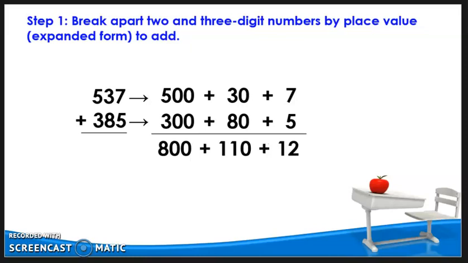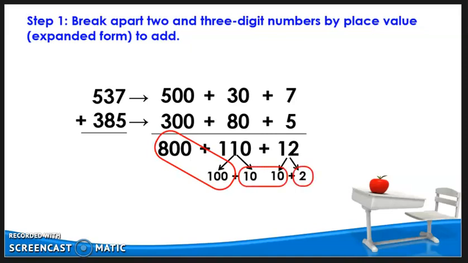Because there are more than 10 tens and more than 10 ones, these partial sums can also be broken apart. 110 is broken apart again into 100 and 10. 12 ones is broken apart into 10 and 2 ones. This gives you a total of 9 hundreds, 2 tens, and 2 ones, for a complete sum of 922.